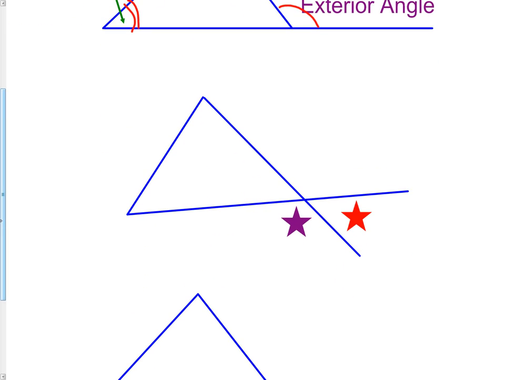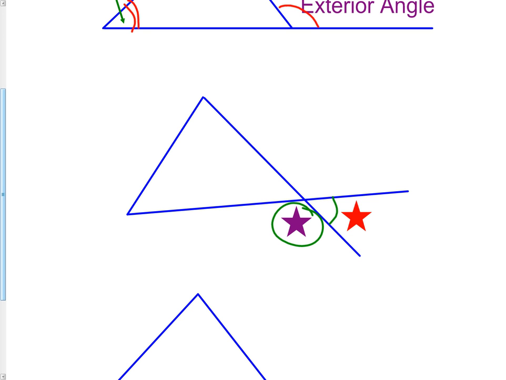If we go to the next picture down, if I was to use the angle that is marked with the green arc or the red star, there's actually nothing that we would consider to be interior to that. That angle is not connected to the triangle. We would actually have to call that an adjacent angle. Nope, a vertical angle. Our adjacent angle is the purple one.